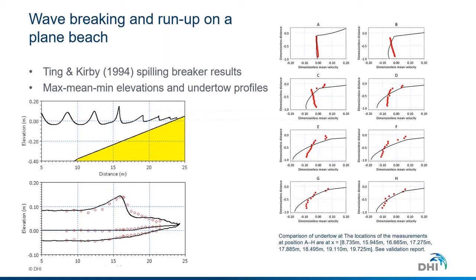The red points, of course, are measurements, and the black lines are the MIKE 3 Wave FM simulation. All right, so this was the wave breaking, where we are seeing the performance of the HLLC Riemann solver in action, and we see that it allows us to capture the breaking point quite closely. Of course, there is some steepening of the wave profile that we could perform better on, but maybe that would be resolved if we had finer discretization. This case is also presented in the validation report.